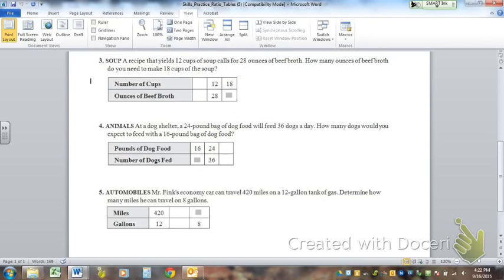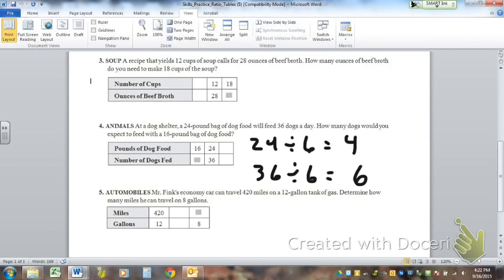Number 4, at a dog shelter, a 24-pound bag of dog food will feed 36 dogs a day. How many dogs would you expect to feed with a 16-pound bag of food? I need to check the 24 and 36 first, and I need to reduce that. So what number goes into both 24 and 36? And that would be 6. So 24 divided by 6 is 4, and 36 divided by 6 is 6.